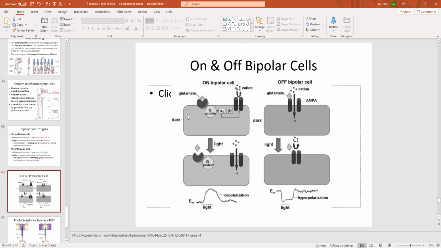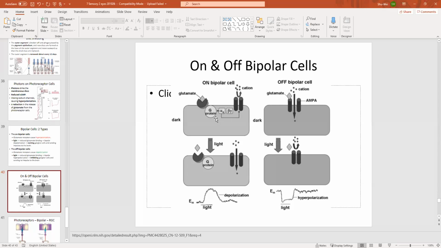So when it's dark, a lot of glutamate is released from the photoreceptor. This glutamate binds on it and activates it. It will cause a G protein to activate and close a cation channel, which could be a sodium channel. So in the dark, glutamate binds on it, and this cell is not activated because it closes this ion channel. Now, when there is light, there is no glutamate to bind on it, so this channel is not blocked.